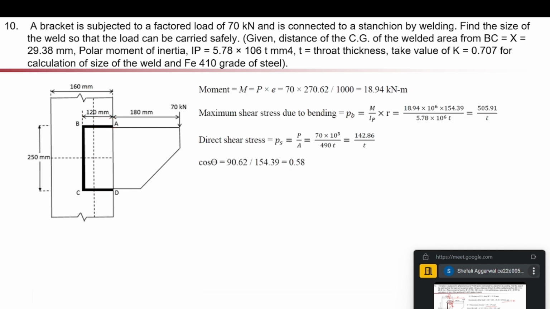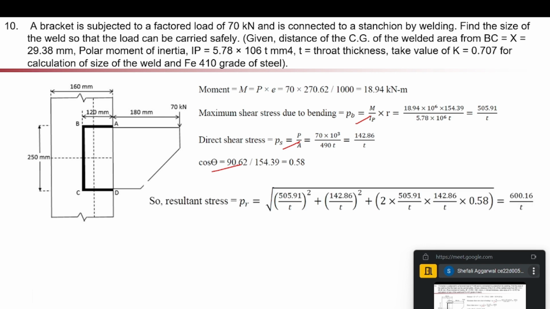So we have all the terms. This is our PB, PS, cos theta. All terms we have, we can calculate our resultant stress as the square root of PS square plus PB square plus 2 PS PB cos theta. So our resultant stress PR is given by 600 divided by T. So this is our resultant stress. Another thing is our strength of weld. From stress, we will calculate strength of weld.